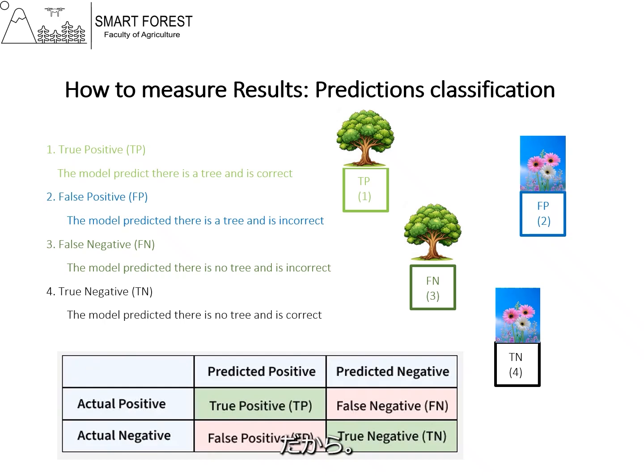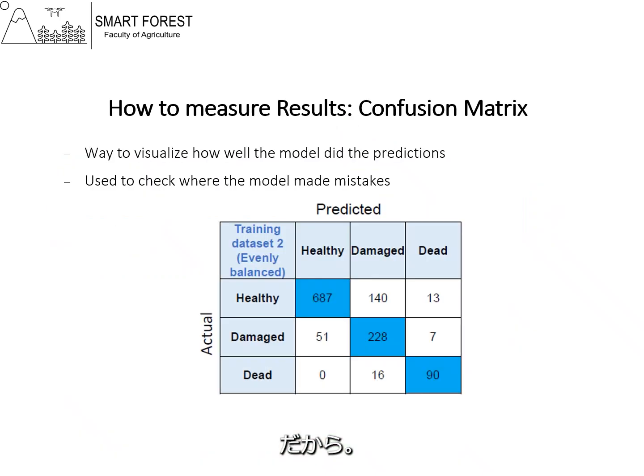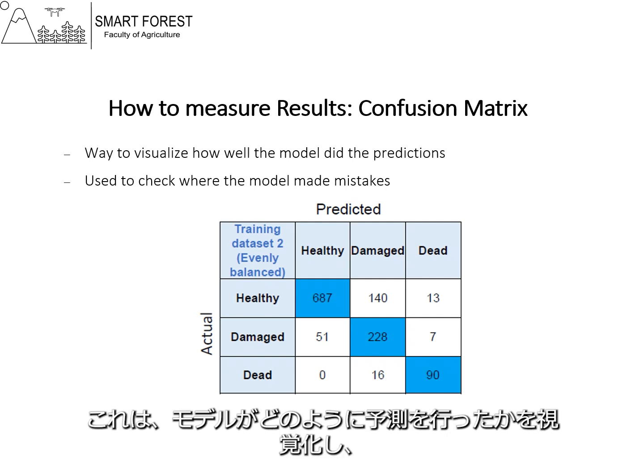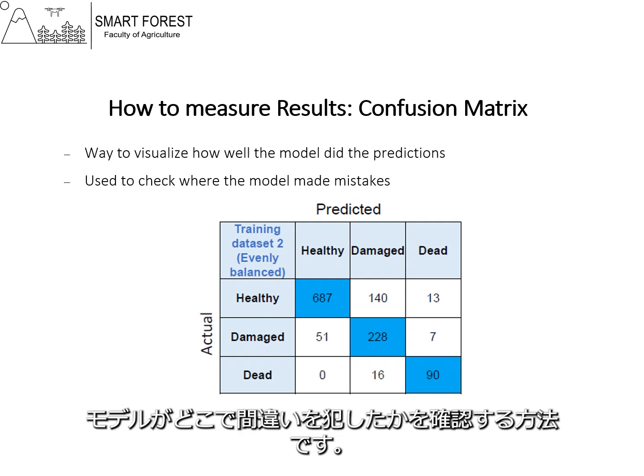So we put all the true positives, false positives, true negatives, and false negatives that I explained in the previous slides and create this confusion matrix. The confusion matrix puts all the results together. This is a way to visualize how the model did the predictions and to check where the model made mistakes.